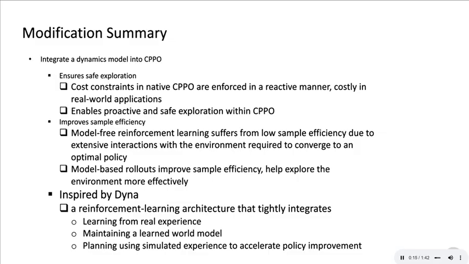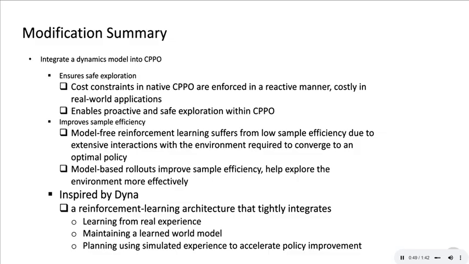In naive CPPO, cost constraints are enforced in a reactive manner, only triggered when the agent enters an unsafe region. Such post-hoc correction is costly, especially in real-world applications where safety violations are strictly prohibited. For example, preventing collisions in autonomous driving would be very costly. Incorporating a dynamics model enables proactive and safe exploration within CPPO.